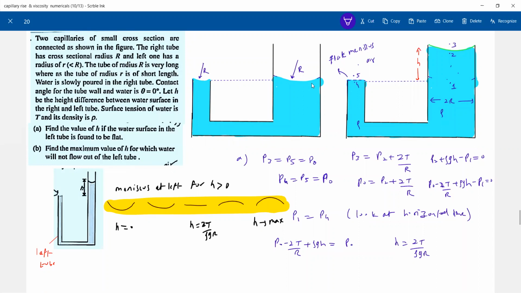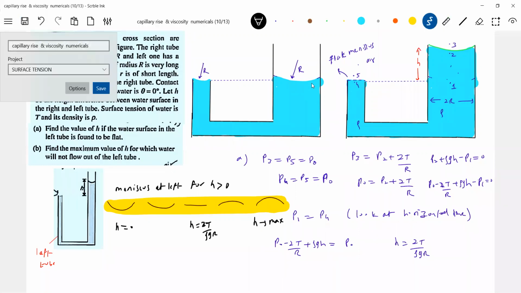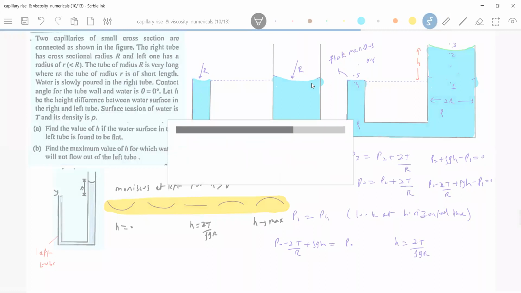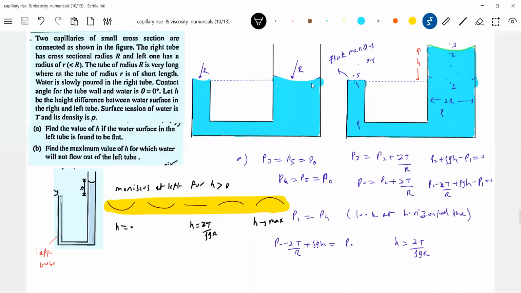As I further increase h, what will happen to the meniscus? Now it will become convex towards A. Earlier it was concave towards A, now it will become convex towards A. It will be like this. So beyond this, it cannot retain. So that we have to discuss now.